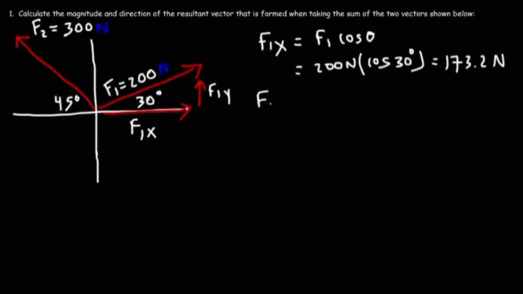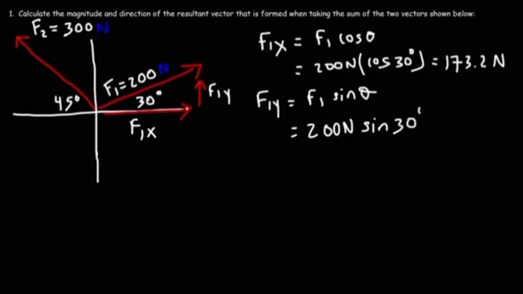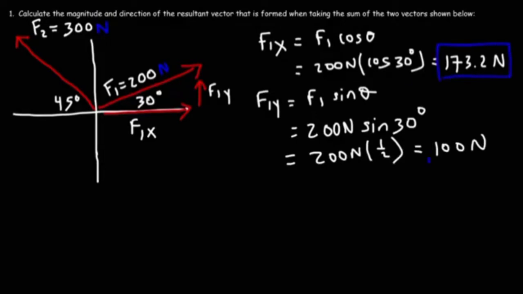Now let's do the same thing with the y component of f1. That's going to be f1 times sine of theta. f1 is 200, and then times sine of 30 degrees. Now sine of 30 degrees is 1/2. So if we multiply 200 by 1/2, half of 200 is 100. So here we have the x component and the y component of f1.